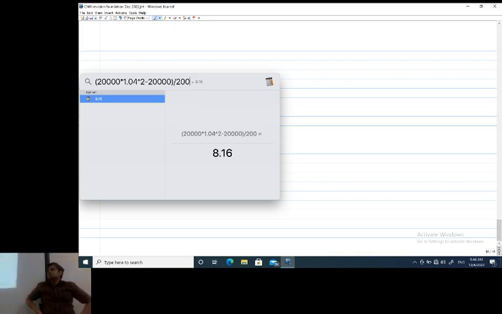Effective rate is 8.16%. Interest is 1,632.